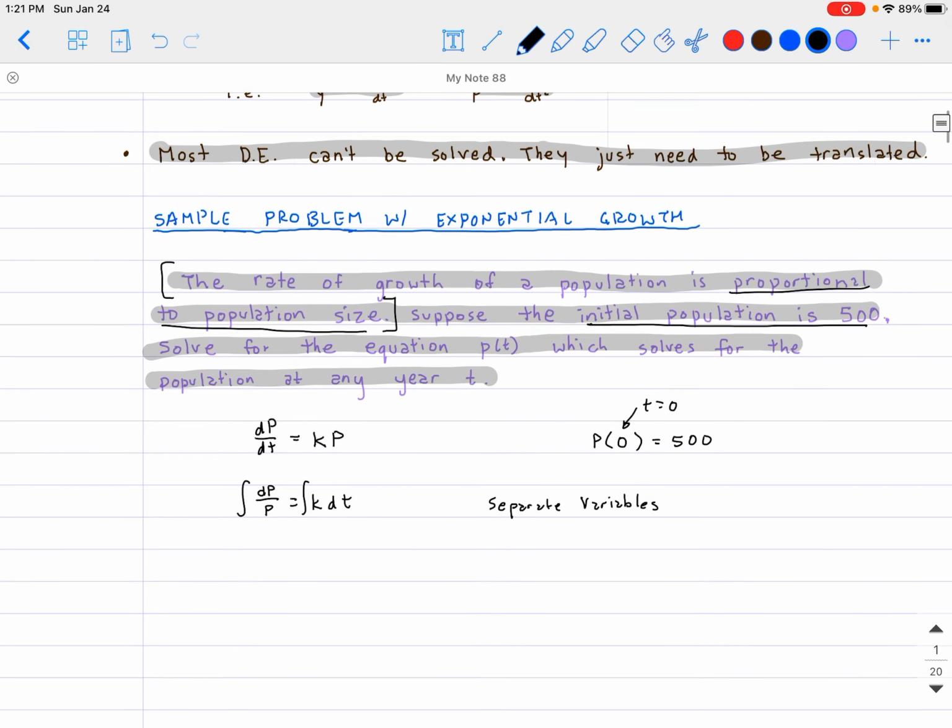So taking the antiderivative of both sides, we're going to have ln of absolute value of p on the left is equal to k multiplied by t and then plus c, because the variable over here is time. So k, if I take the antiderivative, is just k times t in this case. And then we also add a constant.